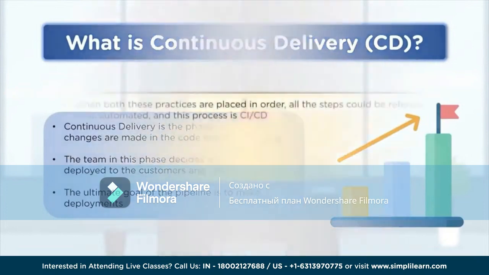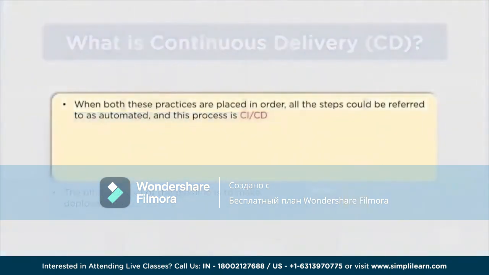So when both these practices are placed together in an order, all the steps can be referred to as a complete automated process, and this process is known as CI/CD. When we are working on this automation, we are looking at how the automation needs to be done. Since it's CI/CD automation we are talking about, the end result would be build and deployment automation. So you will be taking care of the build, the test case executions, and the deployments when we talk about CI/CD here.